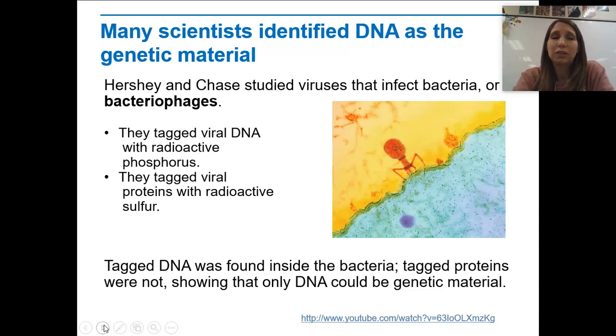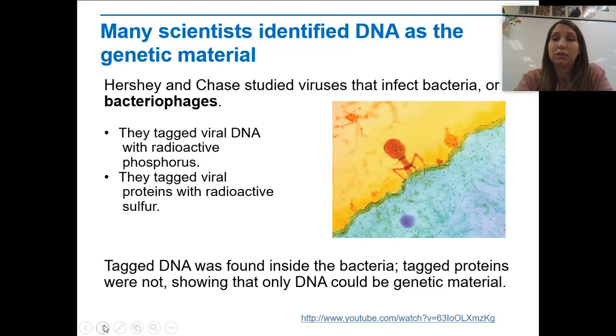And so what they did with their bacteriophages is they were able to take that virus and tag that viral DNA with radioactive phosphorus. Okay, and then they're going to tag proteins with radioactive sulfur. So proteins contain sulfur, DNA contains phosphorus. All right, DNA definitely does not contain any sulfur.